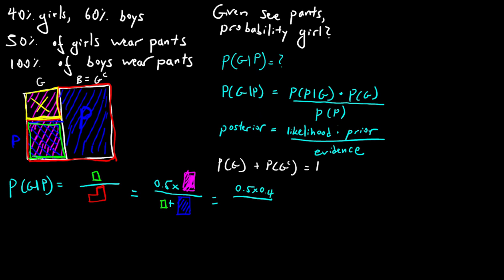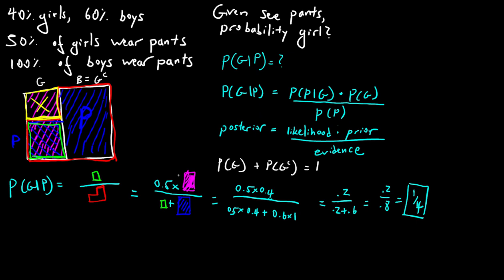And then on the bottom, we have the green. We've already calculated the green on top, right? So that's 0.5 times 0.4 again, plus this blue area here. Well, what is that? It's the portion of the population that is boys, and 100% of them wear pants. So we take all of it. So that's plus 0.6 times 1. And then if we do all of that out, 0.5 times 0.4 is 0.2, over the same thing, 0.2 plus 0.6, equals 0.2 over 0.8, equals 1/4. And that is the correct answer. If you check the Wikipedia page for posterior probability, you'll see that's the answer to this question.